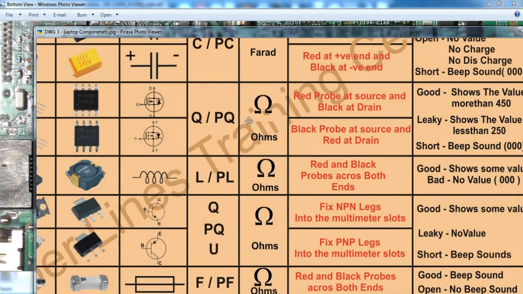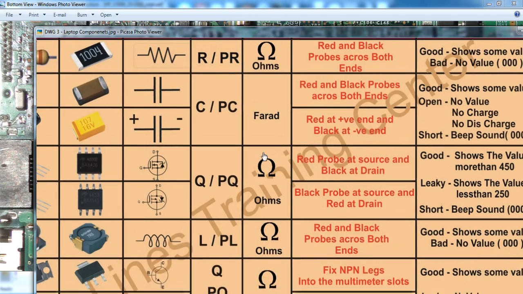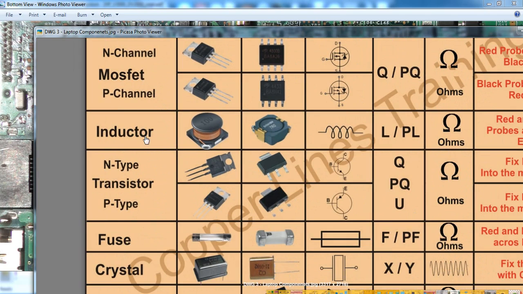Okay, the symbol is ohms, and this is an inductor. Inductors are used to balance the voltages. The inductor symbol is like this.